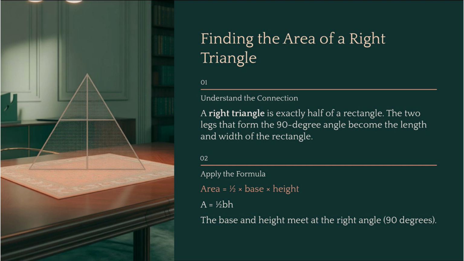If you take any rectangle and cut it diagonally from one corner to the opposite, what do you get? 2 identical right triangles. Since one triangle is exactly half of the rectangle, its area must be half of the rectangle's area. That's why the formula is half times base times height. The base and the height are the 2 sides that form that perfect 90-degree corner.